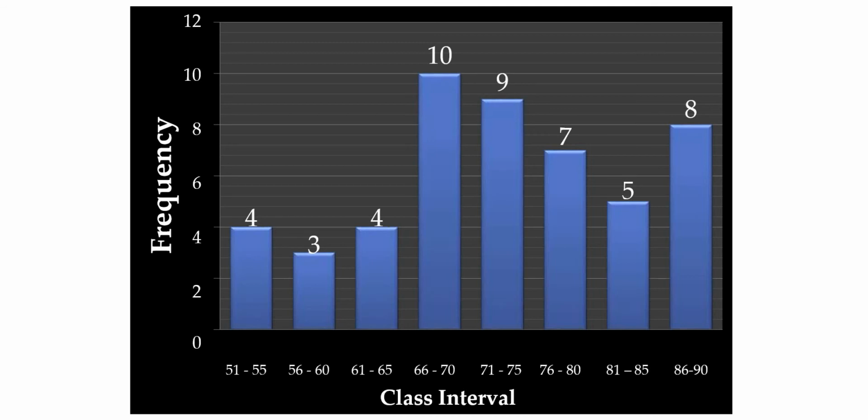Ito kasi is just about the statistical table, applying those statistics or statistical formula. Okay, so makikita natin dyan na under 51 to 55, they have 4 respondents or 4 of them got a score of 51 to 55. 3 of them got the scores of ito yon. So yun yung class interval.